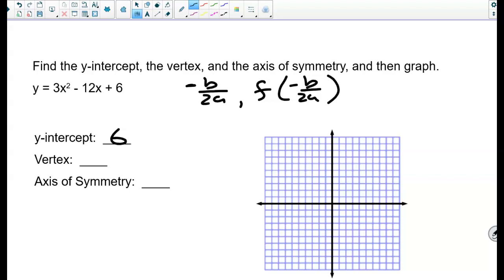To get my vertex, I need to plug these numbers in. So it's negative negative 12 over 2 times 3. The double negative makes it positive, so 12 over 6 is 2. So the x coordinate of my vertex is 2.